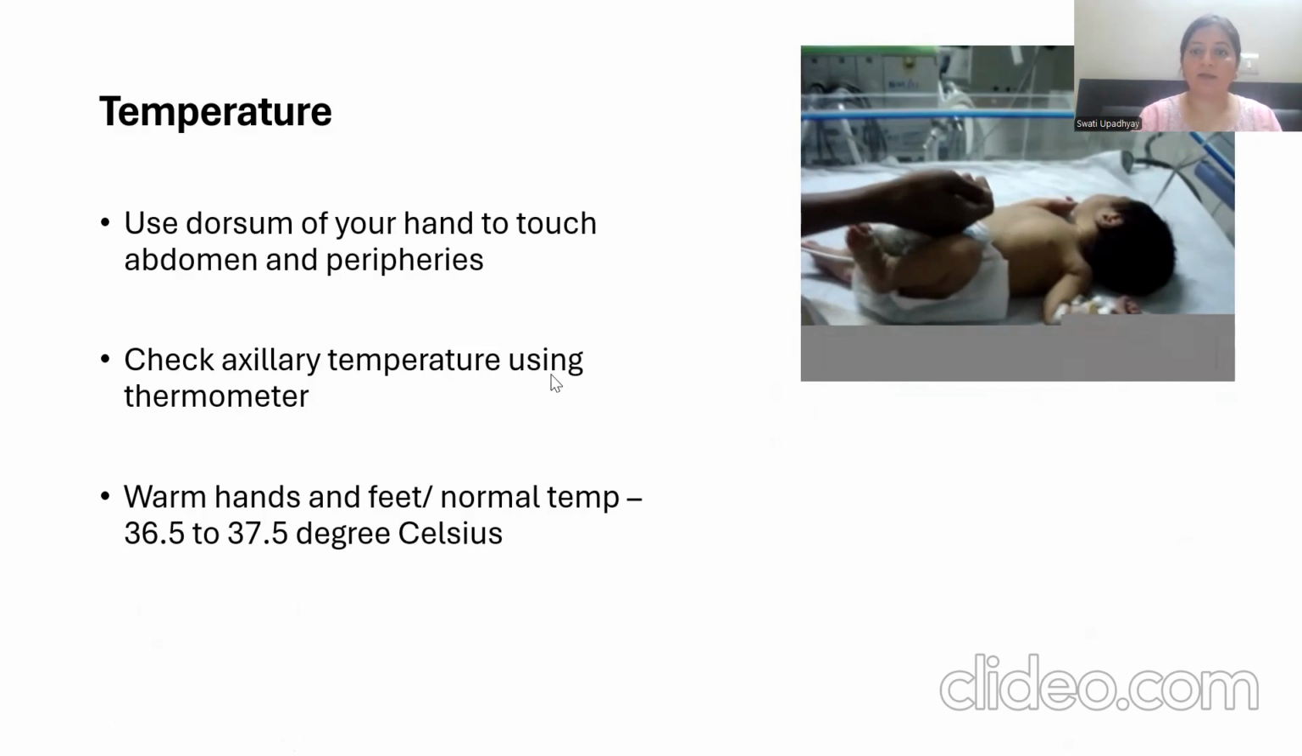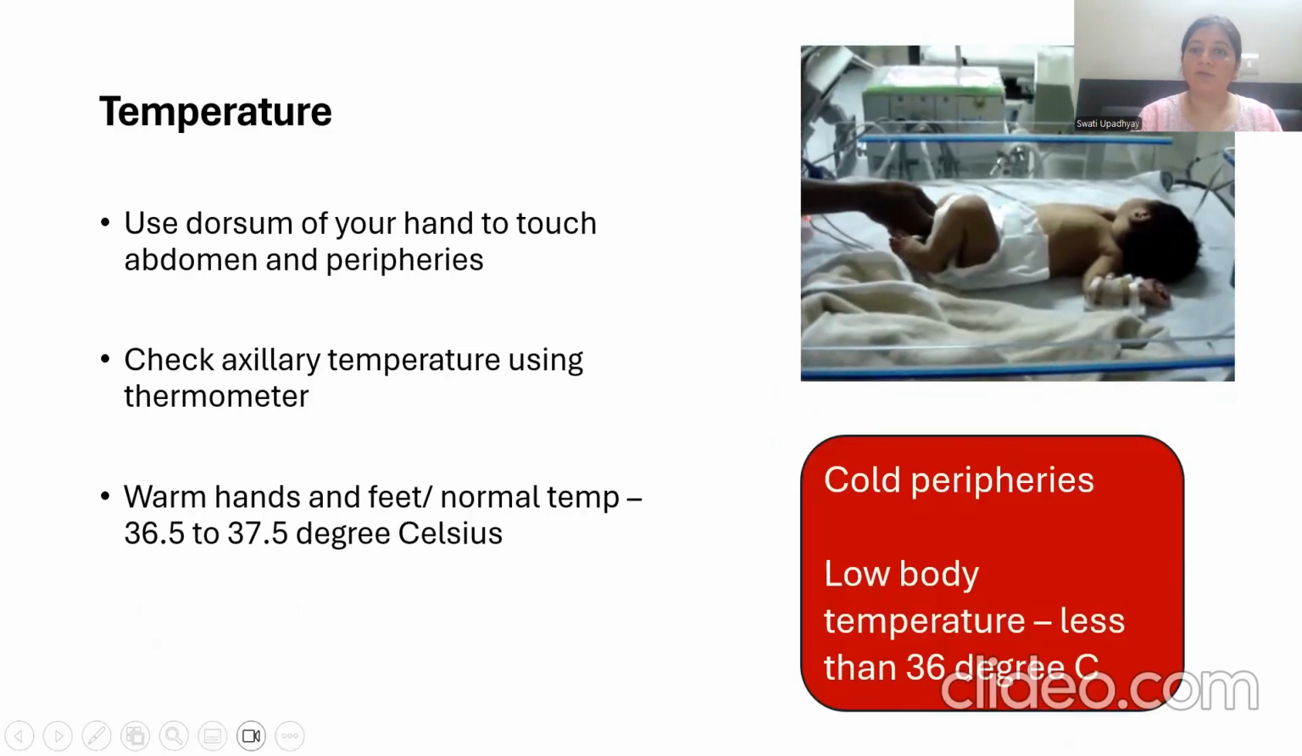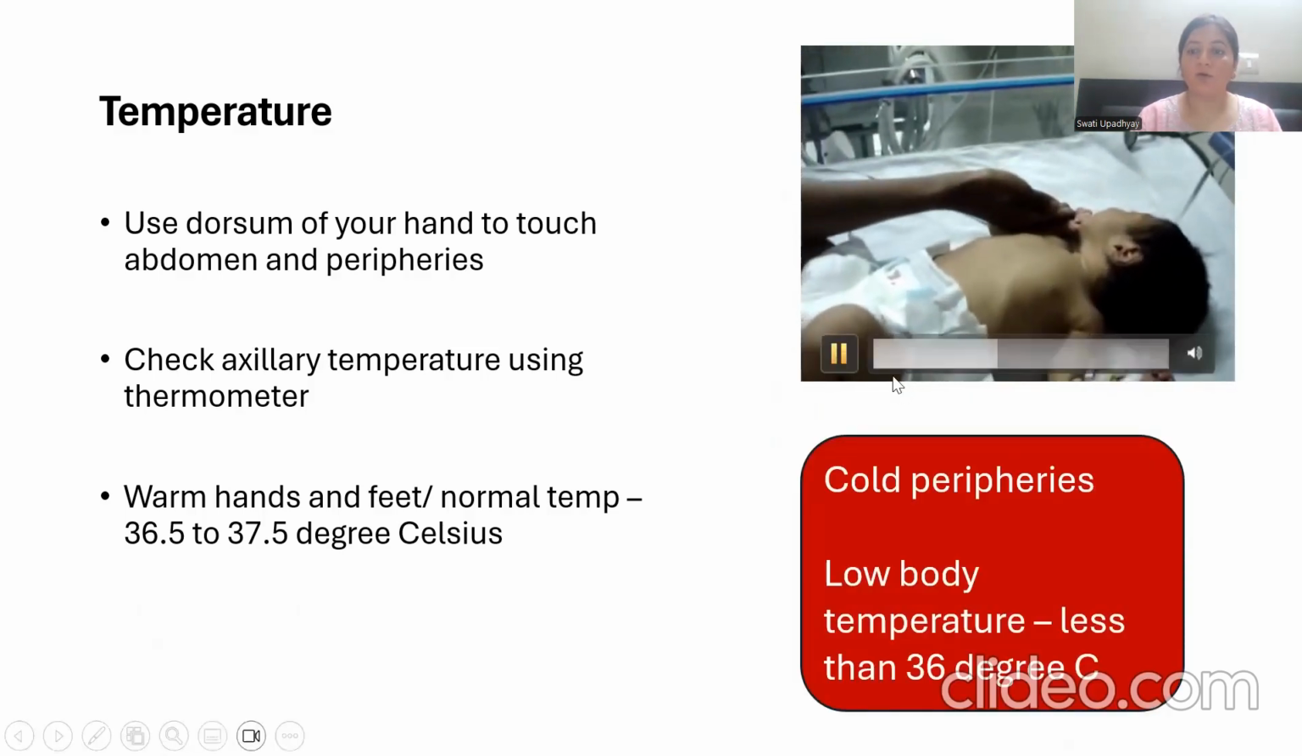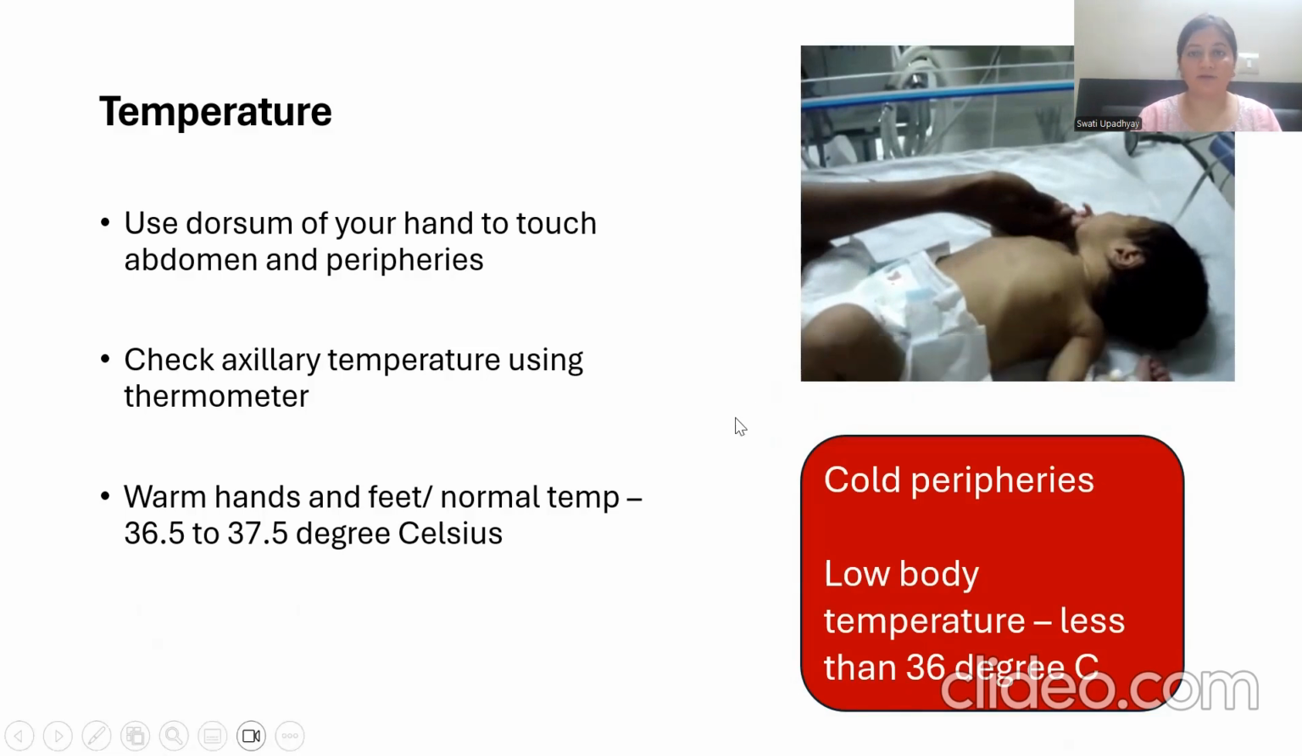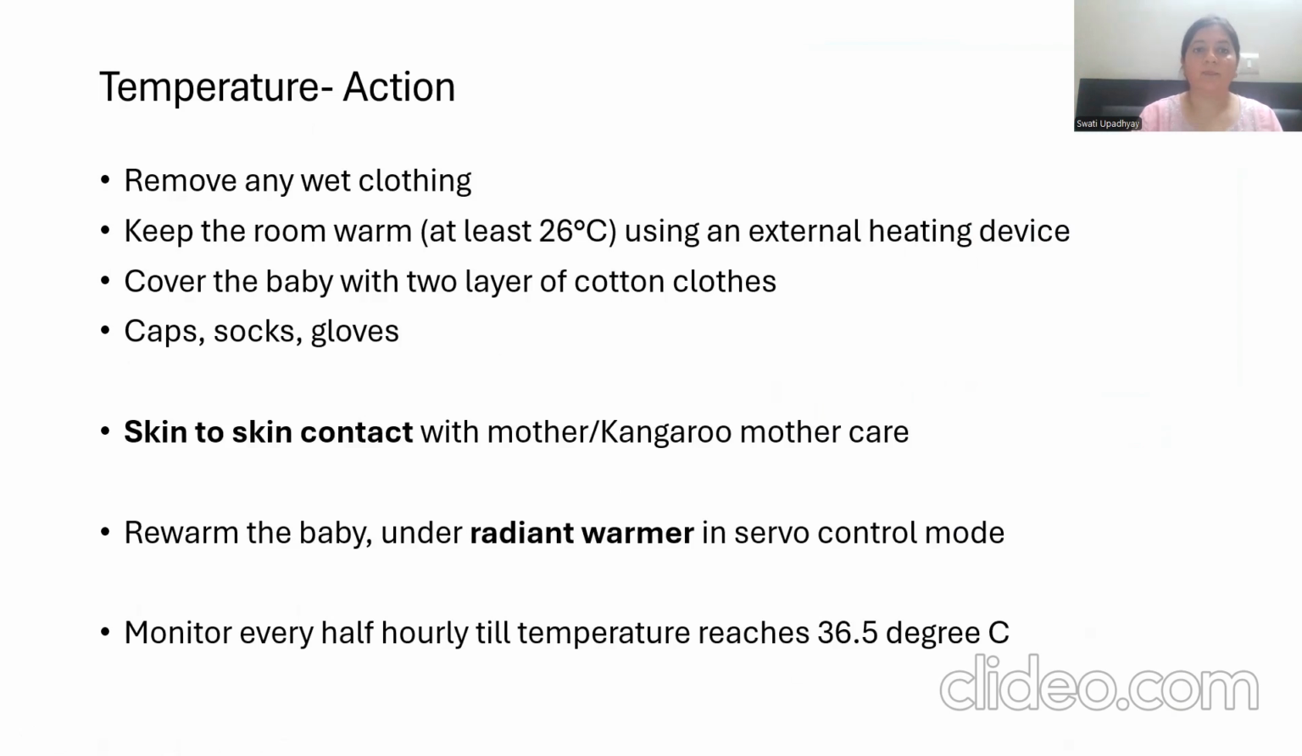So what will be the red flag here? If the baby is having cold peripheries or if the baby has low temperature, that is less than 36 degrees Celsius, this baby needs urgent attention. What will you do? First, remove any wet clothing that might be there on the baby. Keep the room warm, at least 26 degrees, using an external heating device. Cover the baby with 2 layers of cotton clothes. You can use caps, socks, gloves.